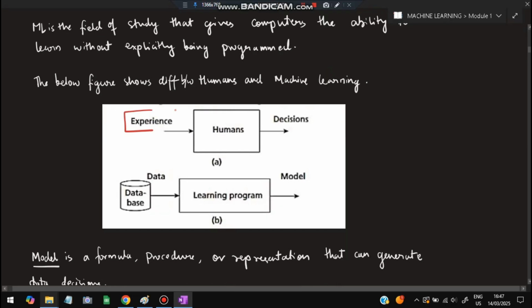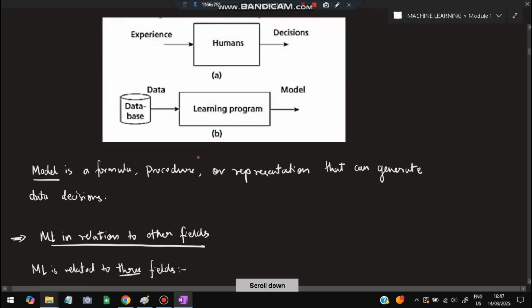Below shows the difference between humans and machine learning. Humans learn by experience. Based on whatever has happened in our life, we take future decisions, right? Machine learning takes the data, studies it, tries to understand what patterns are present and how they can be applied to the given problem, and learns that, giving us an output model. What is a model? It is a formula, procedure, or representation that generates data decisions.